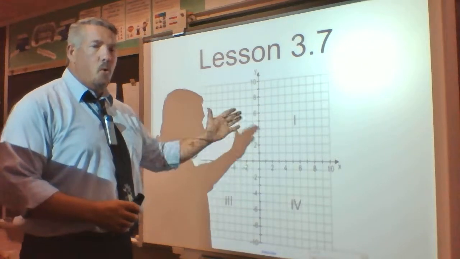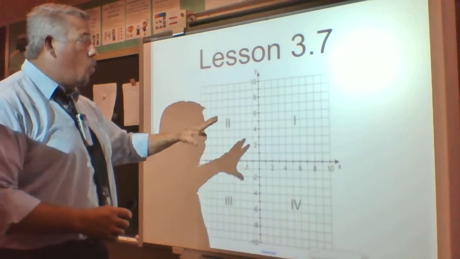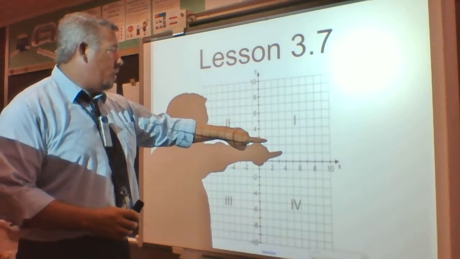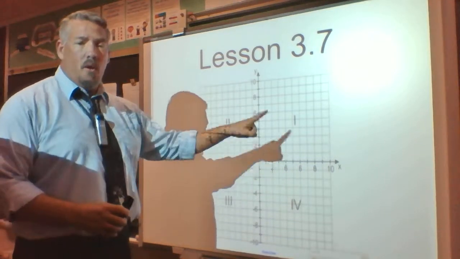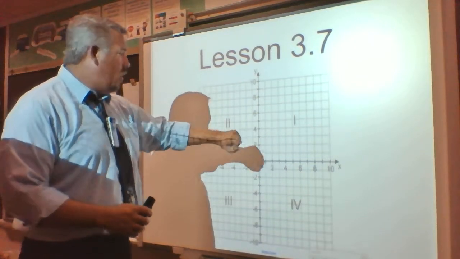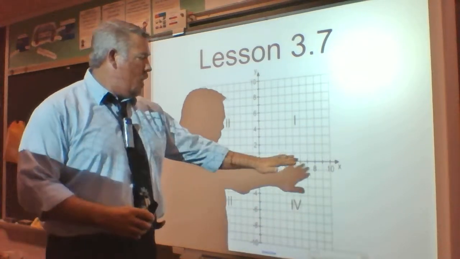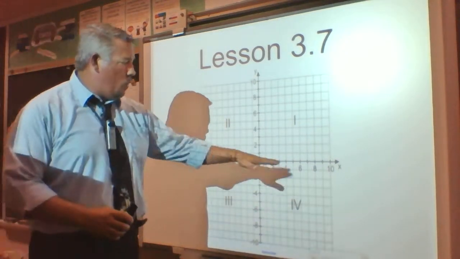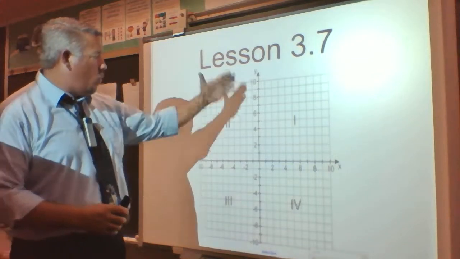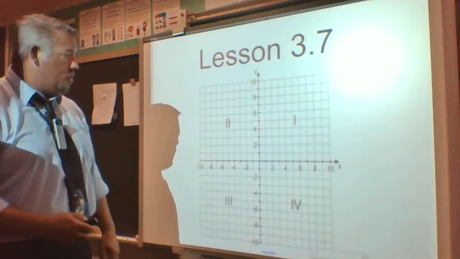Normally we talk about things, we go in a clockwise direction, but on a coordinate plane it actually goes in a counter-clockwise direction. So quadrant 1 and 2, 3 and 4. Notice it's made up of number lines, the horizontal number line known as the X and the vertical number line known as the Y.